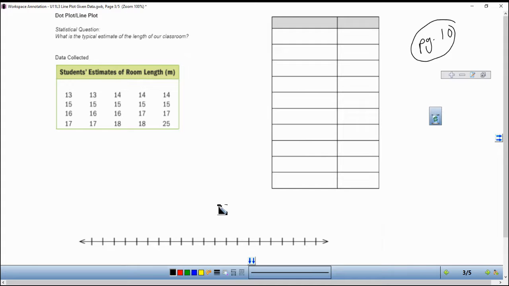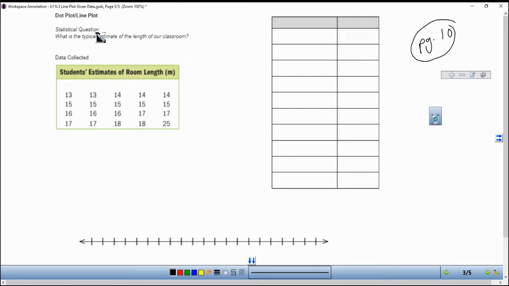Yesterday we did a line plot about name lengths. Today we already have our question here. That's the first part of the statistical process. It says, what is the typical estimate of the length of our classroom? So now we're talking about people guessing the length of a classroom. And here we already have the data too. So the first two steps are already done.